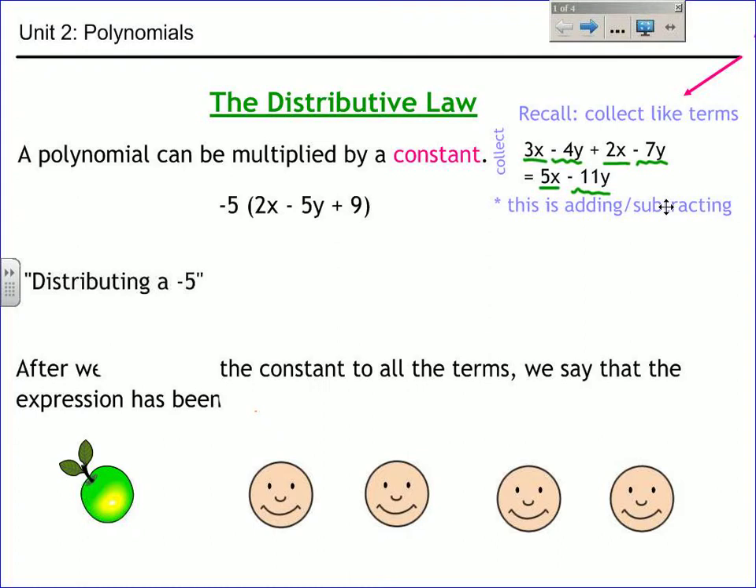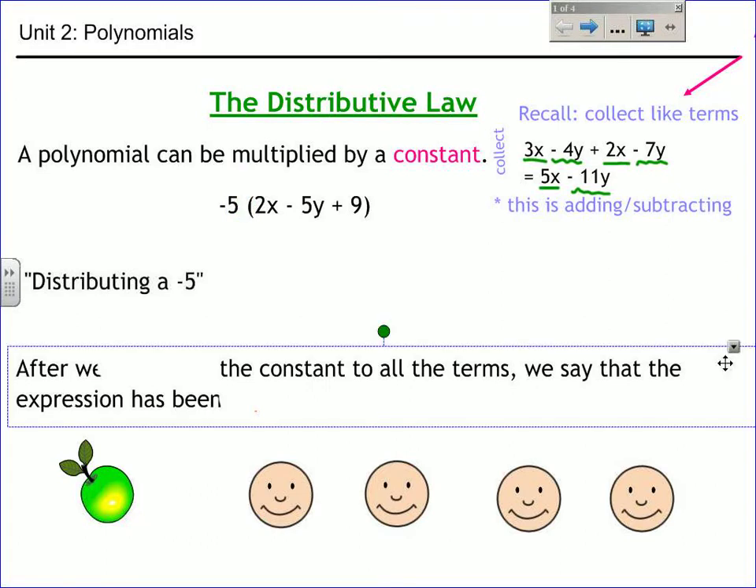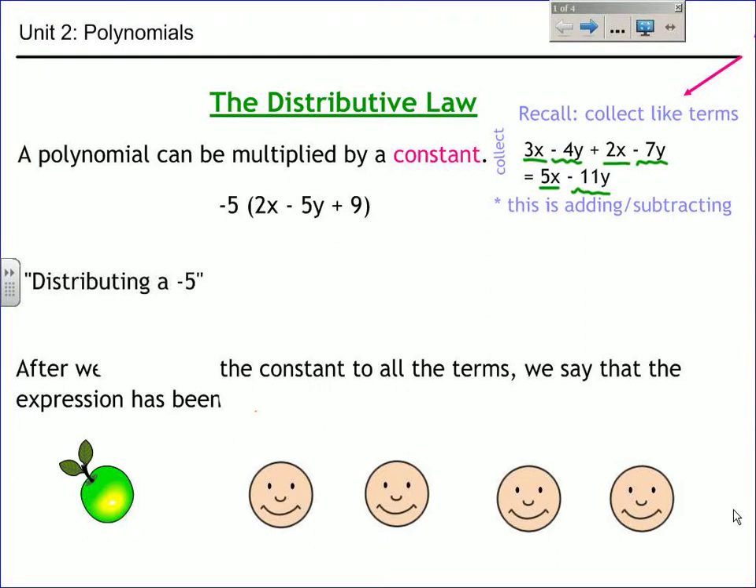Today what we're doing, if you look at the example, negative 5 times 2x minus 5y plus 9, now you don't see a multiplication sign here, but because there's nothing in between the negative 5 and the brackets, it's assumed that that's a times sign. So I'm going to write that in, but then I'm going to take it out so it doesn't look like an x. But the idea here is that this negative 5 is multiplying with that polynomial.